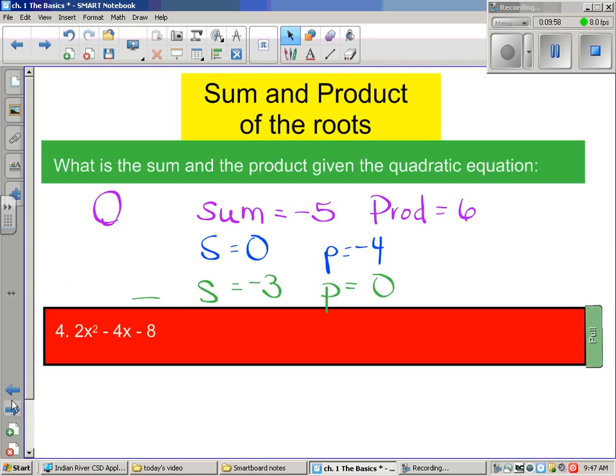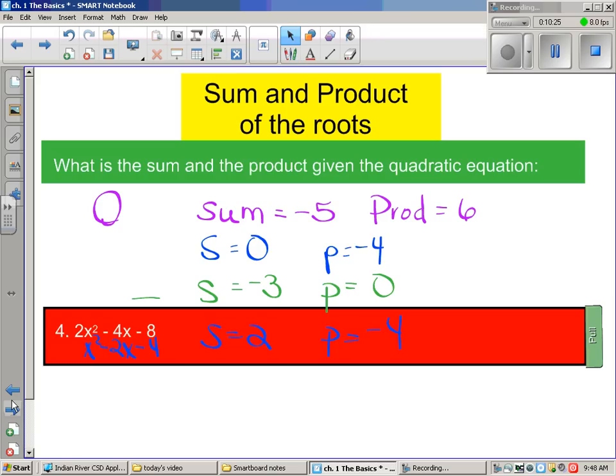A little bit trickier. What happens when the coefficient there is not 1? Because that does throw a wrinkle in this. Now this is kind of an interesting one in that we can actually divide all of this by 2. And so it makes it a little bit simpler because if we factor out that 2 first, then it becomes real obvious what the sum and product are. We would have the sum being 2 and the product being -4.